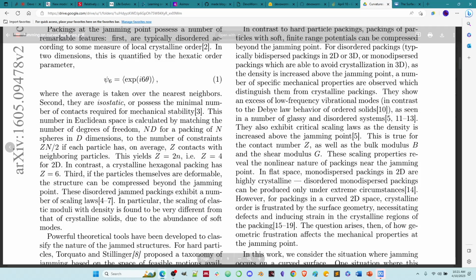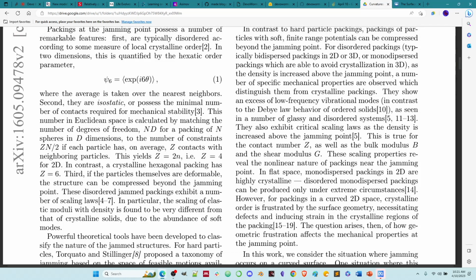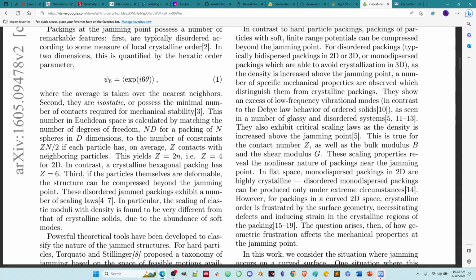They also exhibit critical scaling laws as the density is increased above the jamming point. This is true for the contact number Z, as well as the bulk modulus B and the shear modulus G. And these are all different aspects of shear and stress and strain. So these are things that soft materials are going to have that hard materials are not. These scaling properties reveal the nonlinear nature of packings near the jamming point. So there's some nonlinearity there that has to be accounted for as well.